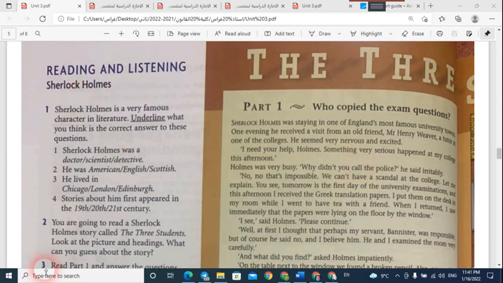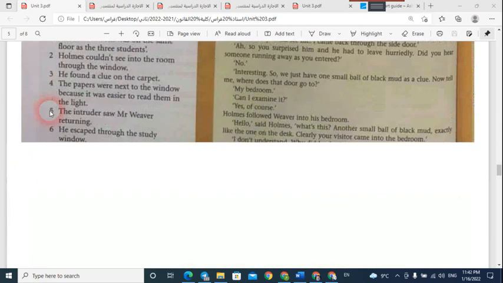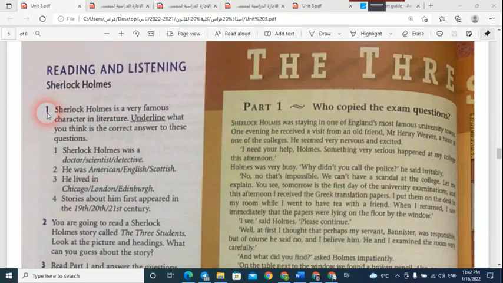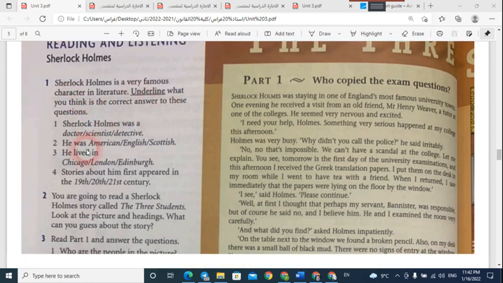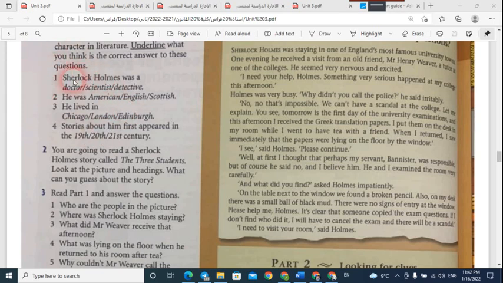Before we read the passage, let's check these exercises to see what is required from us. Number 1, Sherlock Holmes is a very famous character in literature. Underline what you think is the correct answer to these questions. Sherlock Holmes هو شخصية مشهورة جدا في الأدب. ضع خطا تحت ما تعتبره إجابة صحيحة لهذه الأسئلة. So we have here 4 questions. Sherlock Holmes was a doctor, scientist or detective.